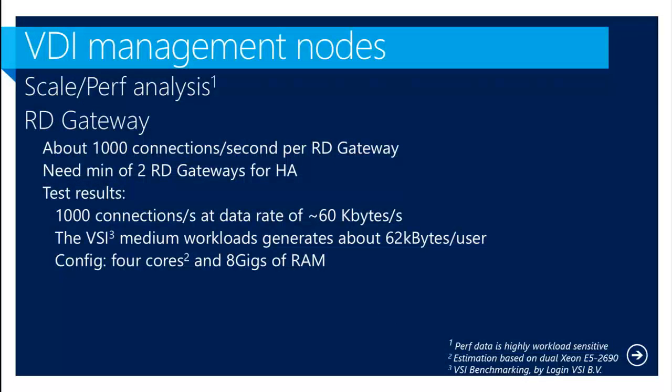The gateway can handle about 1,000 connections per second. This was from the VSI medium workload that was generating about 60 kilobytes per second. So each gateway could handle 1,000 connections per second. In this configuration, we were running on Dell R720s with an E5 2690 CPU, and each gateway had 4 cores and 8 gig of RAM. So that gives you a sense of what kind of resources you need for the gateways for 1,000 users with this kind of workload.